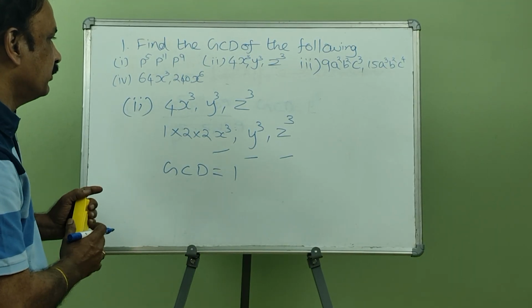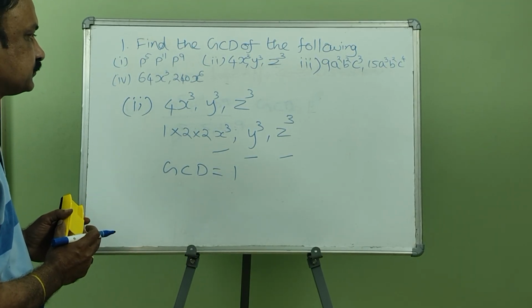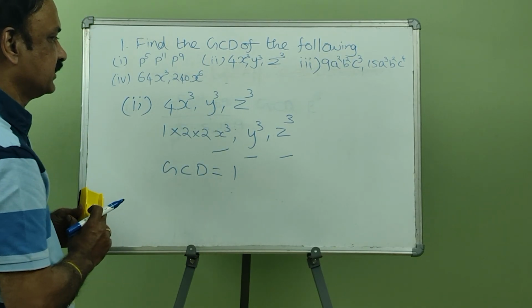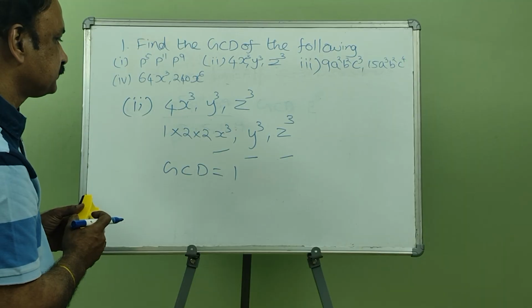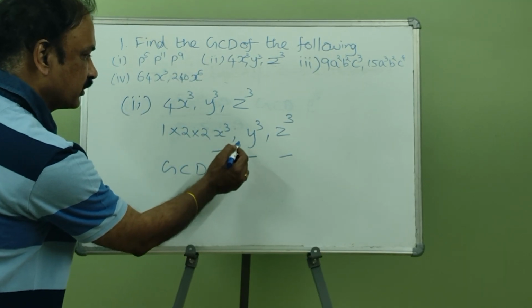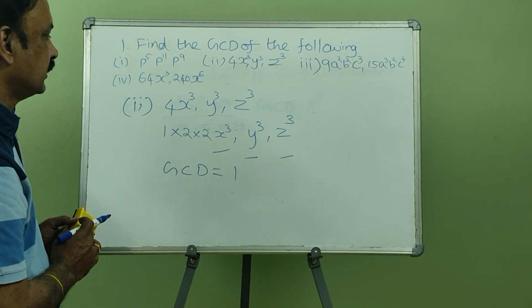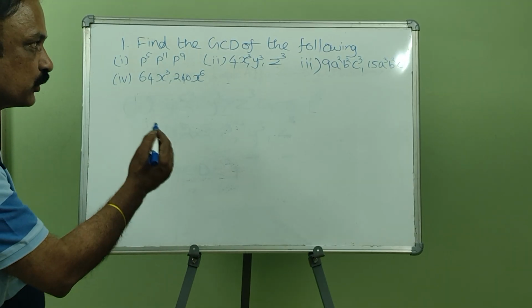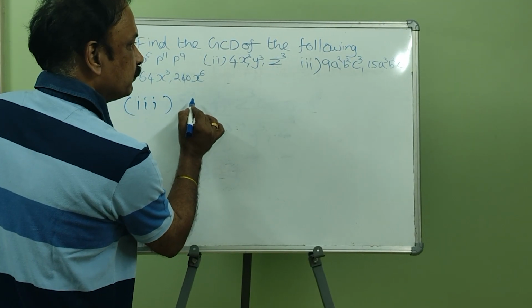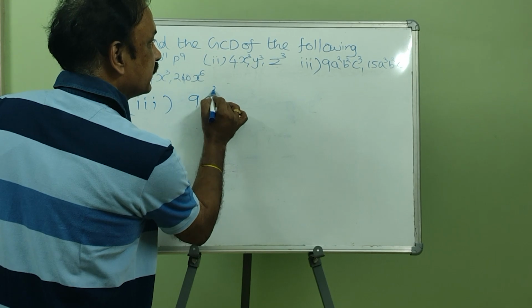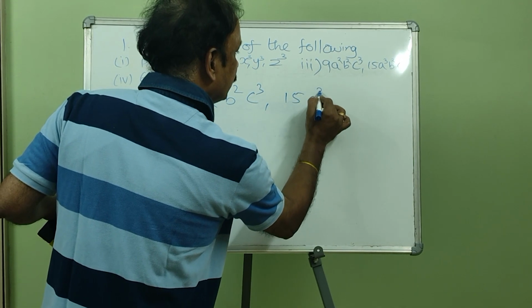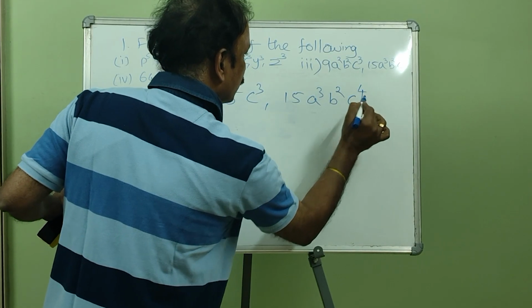The greatest common divisor is going to be 1 for the polynomials 4x cube, y cube and z cube, because there is nothing in common and there is no coefficient for y cube and z cube. So the GCD is 1. Let's look at the third problem, which talks about 9a square b square c cube and 15a cube b square c to the power 4.